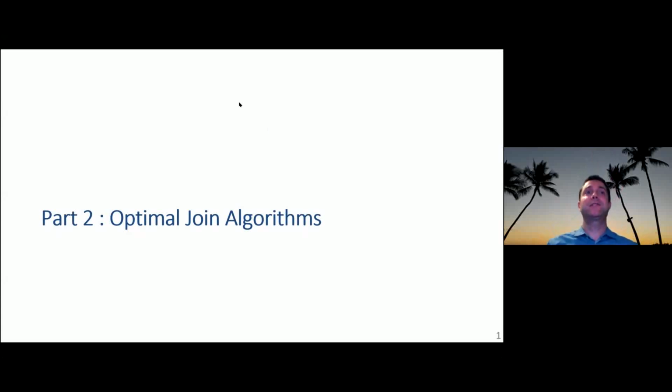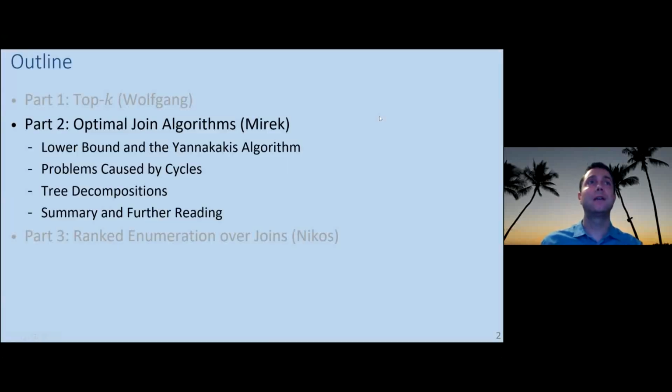All right, so having said that, let's start with part 2 about optimal join algorithms. I'll talk about what are possible lower bounds and how can we meet them if we have an acyclic join query. What happens when queries become more complicated and have cycles? How do we deal with those cycles using tree decompositions? And then we take a little look beyond what we've discussed here, just to summarize some of the other ideas that are floating around these days.